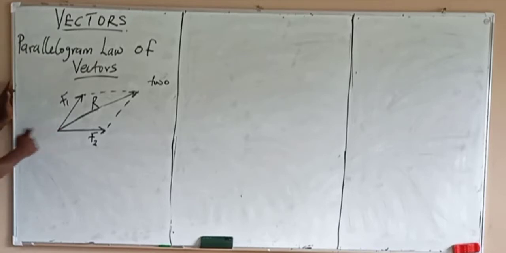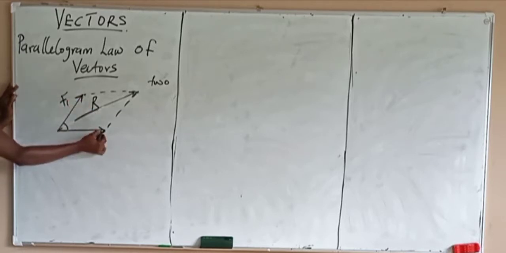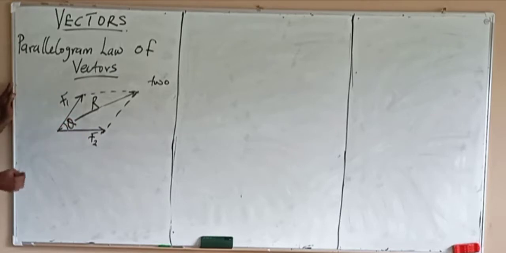Now, this is just the statement. So if I ask you how you actually solve this, you must know something, which is the angle between these two vectors, F1 and F2, let's say the angle theta. You know that this angle is very, very important.